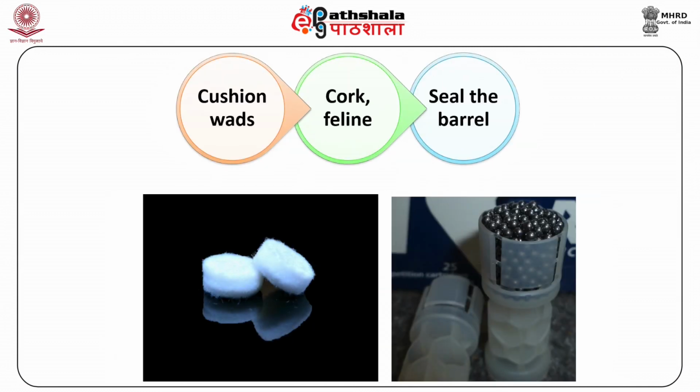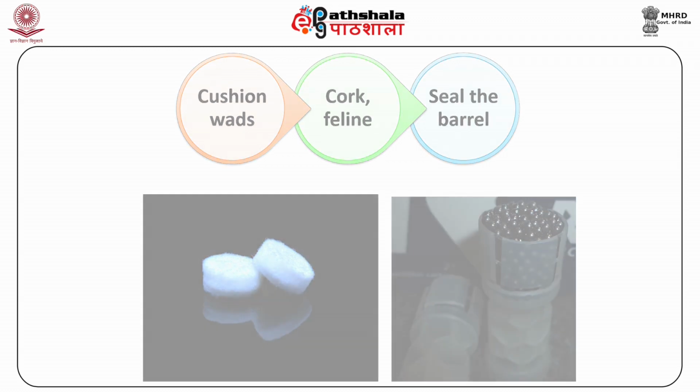Next we have cushion wads. These are made from flat cork, felt, cardboard, and from plastics with air holes. They seal the barrel properly and prevent escape of gases. The cushion wads are about 12.5 mm thick and are often greased. The grease lubricates the barrel.